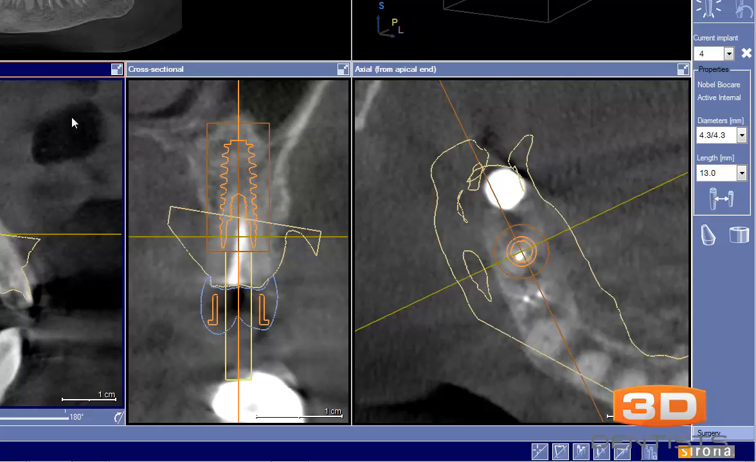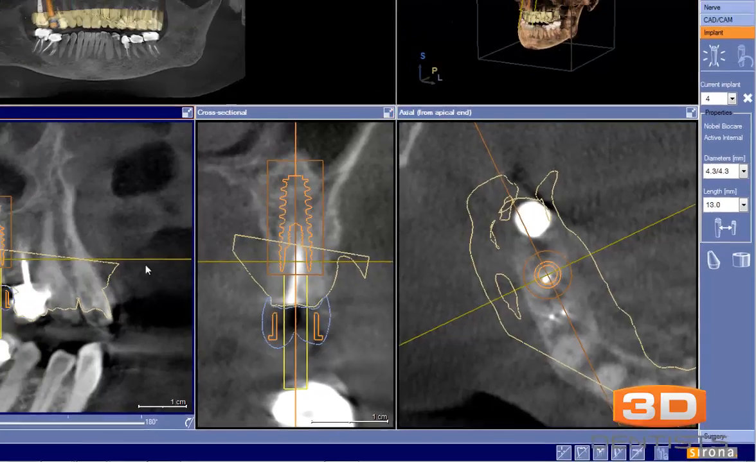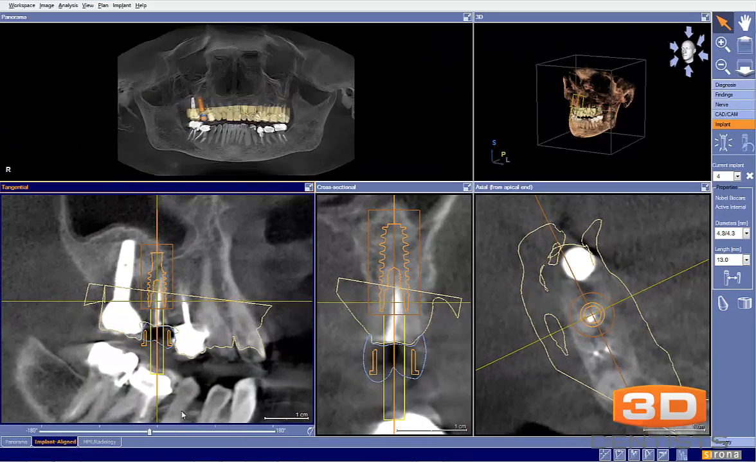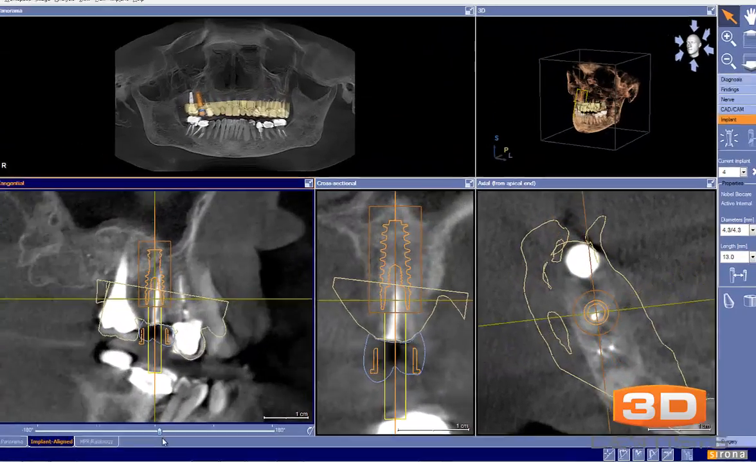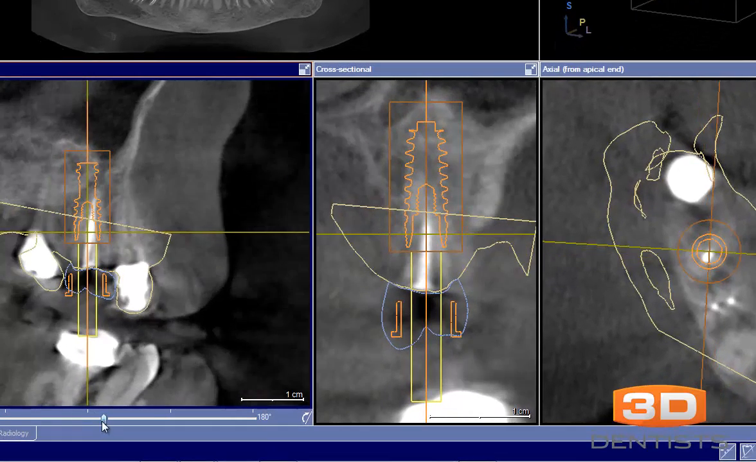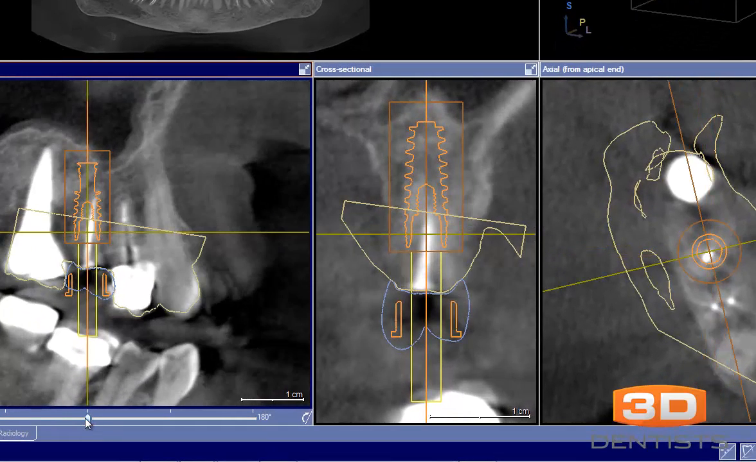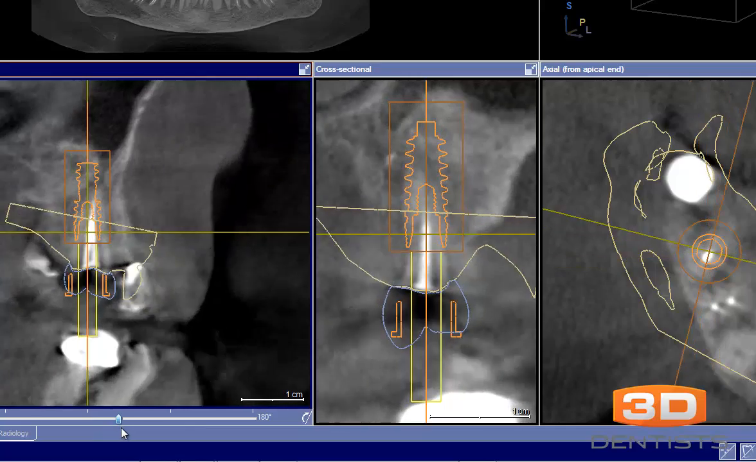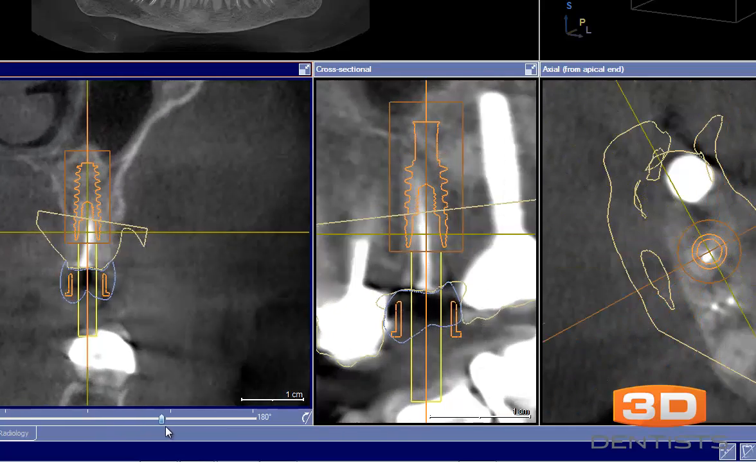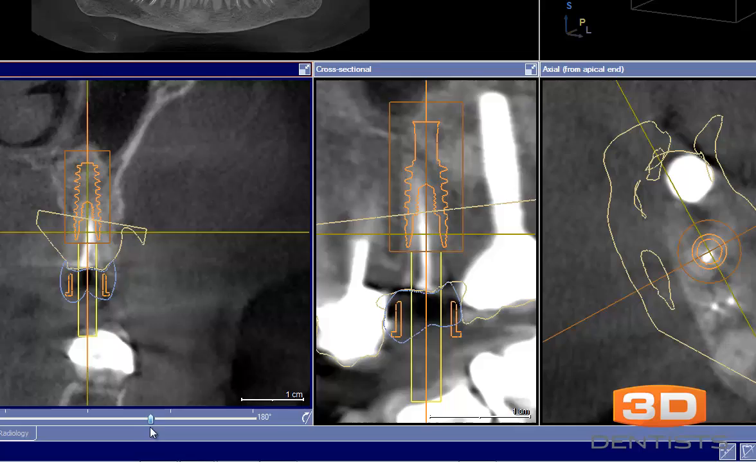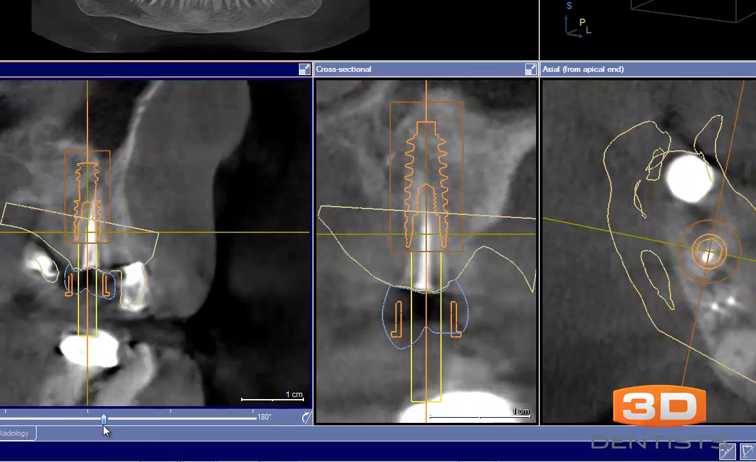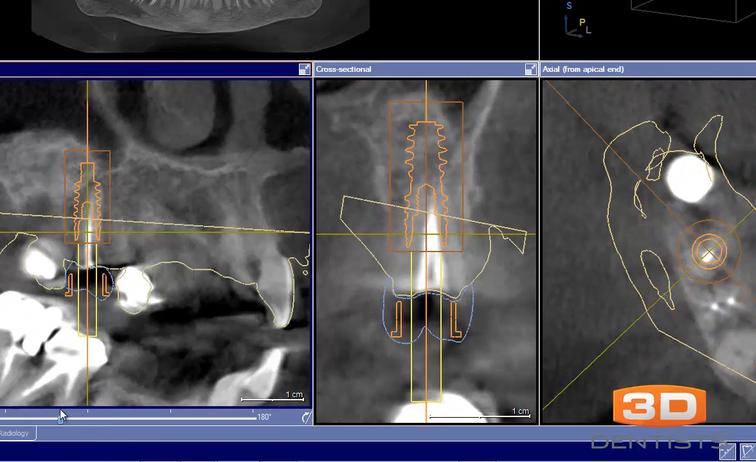The first question I always ask is, is this a good case for immediate? What do we have to do? Is there enough bone? So what I always like to look at is where is the buccal plate? Are there any dehiscences? So I'll evaluate the case first by looking through my 360 slider here, moving around, and just visualizing where the bone is, where the adjacent teeth are, where the roots are, just all the various things.